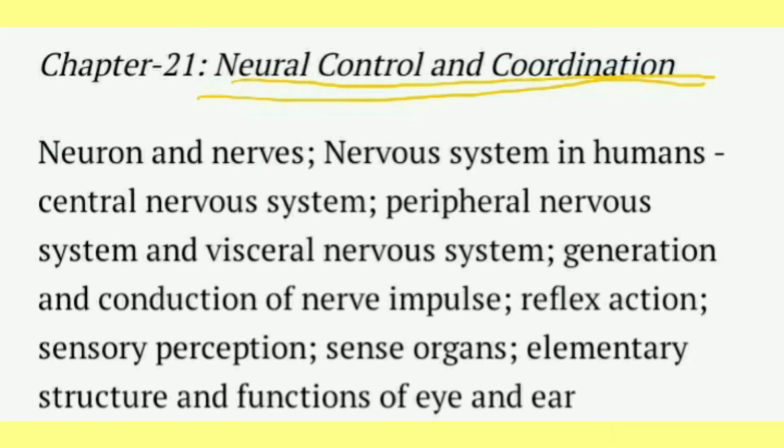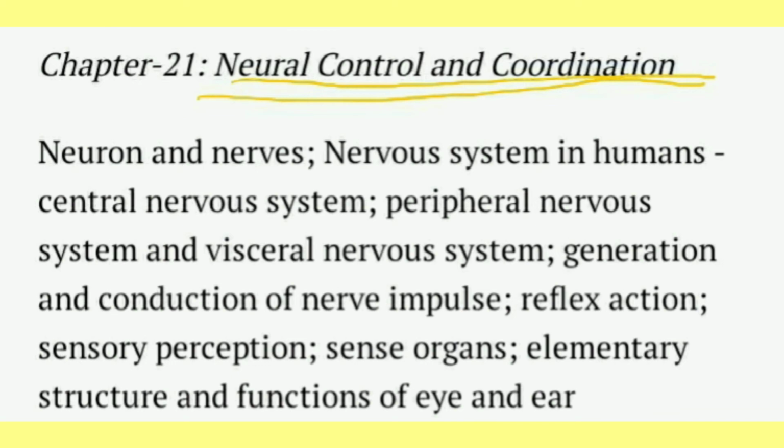So from here, reflex action, sensory perception, sense organ, elementary structure and function of ear and eye. So you see here in this chapter, neuron and nervous system of human, CNS, PNS, ANS. Okay, I see this is not deleted. From the reflex action, it is deleted. So generation and conduction of nerve impulse up to this, this is intact.